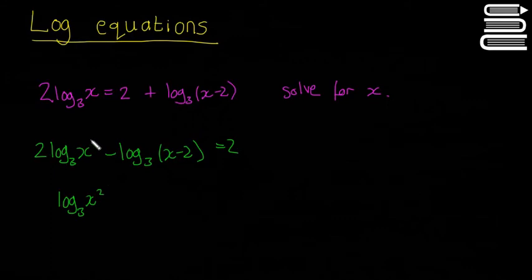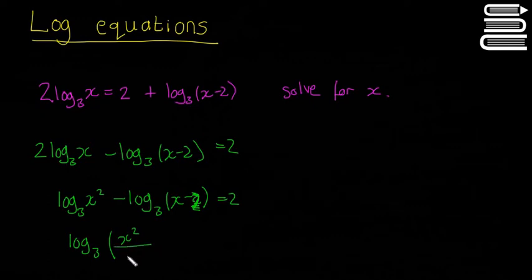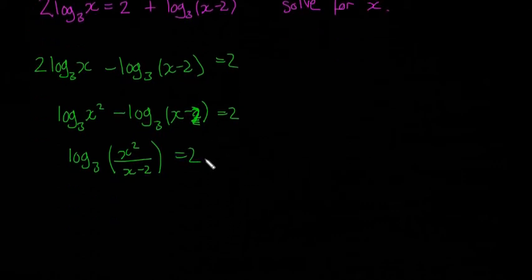So you have to bring the 2 up to the top. So now it's x squared minus log base 3 of x minus 2, is equal to 2. Now we can do the rule. So now it's going to be log base 3 of x squared divided by x minus 2, and that's all equal to 2, right? So now it's very similar to the first question we had.